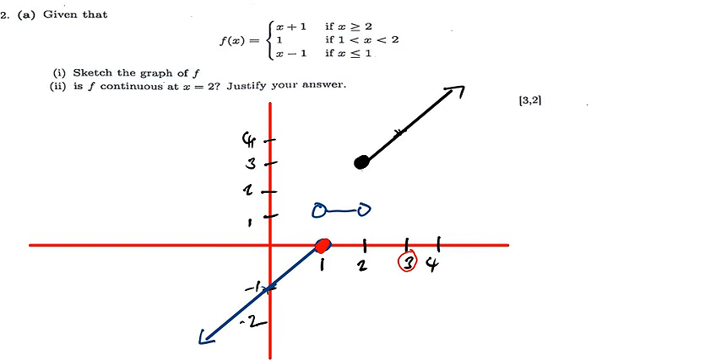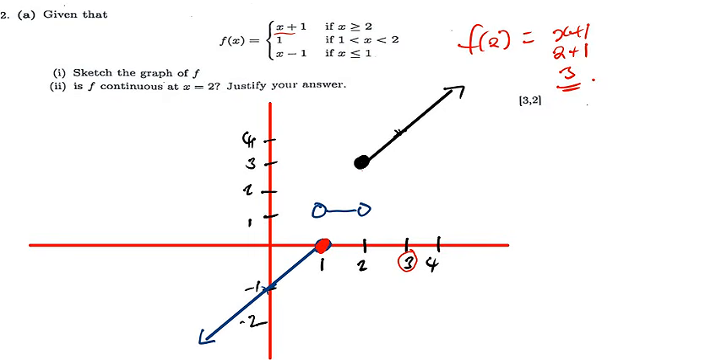But for those who don't understand, we are going to do this. F of 2, when x is exactly 2, what will be the value of y? Out of the functions I have, which function includes x is equal to 2? It is the first function, x plus 1. So I plug in 2, and the answer is 3. That's the first condition: you plug in f of that number, in the function that includes that number.